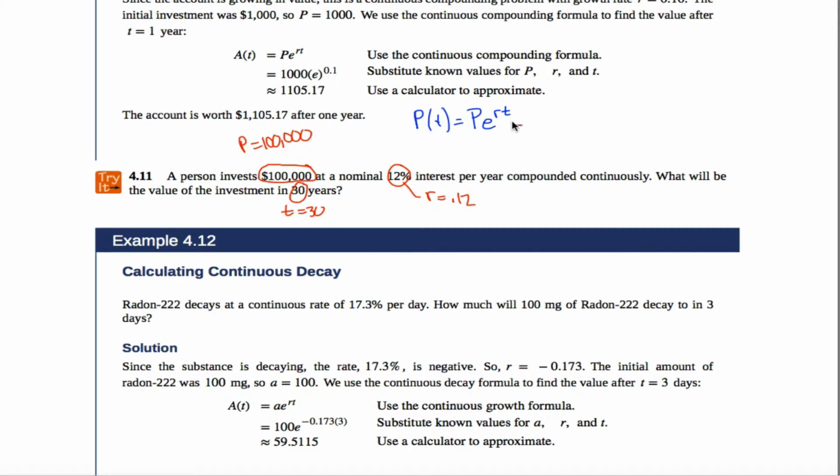So all I got to do is go plug stuff in. P is 100K. E is E. E is a number, 2.7 something. Just leave it as an E. R is 0.12. And T is 30. 0.12 times 30 is 0.12 times 3 is 0.36, and then times 10 is 3.6. So I'll get to here.